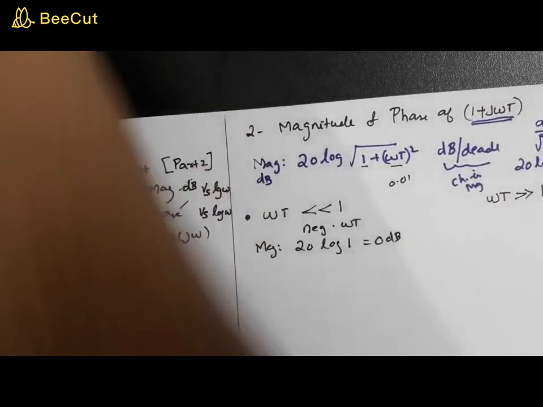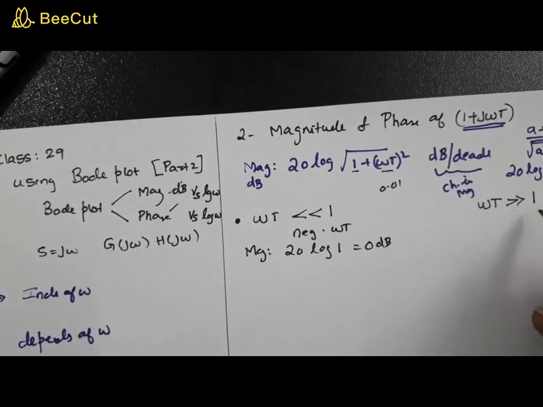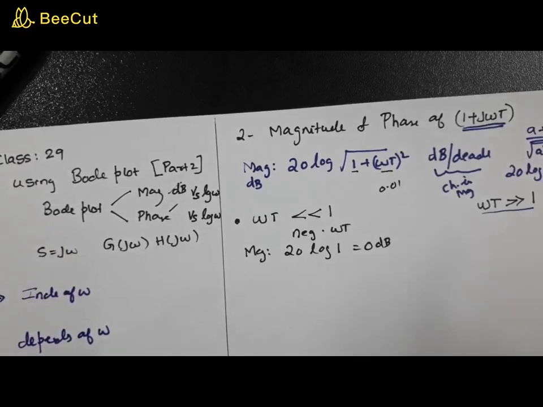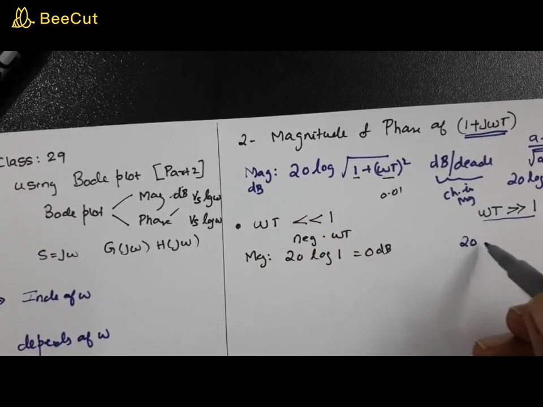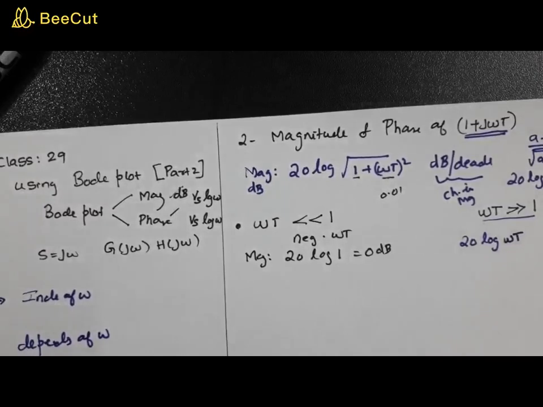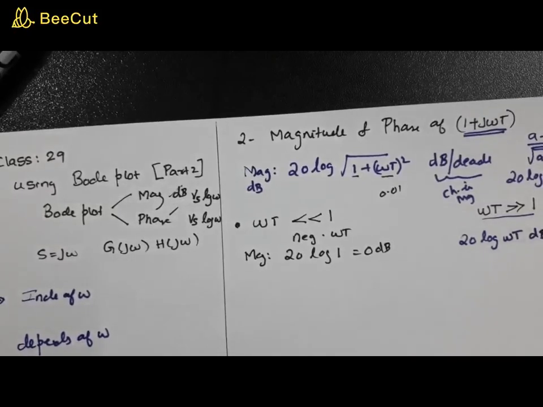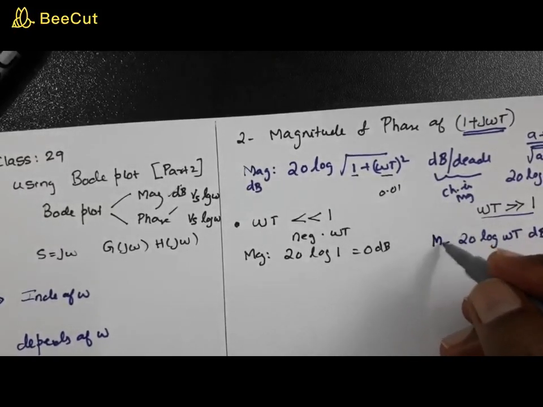Now coming to the scenario where omega t is much greater than 1. For example, if omega t is 4, 5 or 6, then omega t squared is going to be 36. Compared to that, you can actually neglect the 1. So your magnitude in decibels will be 20 log of root of omega t squared, which is 20 log omega t dB. This is your magnitude in this scenario.